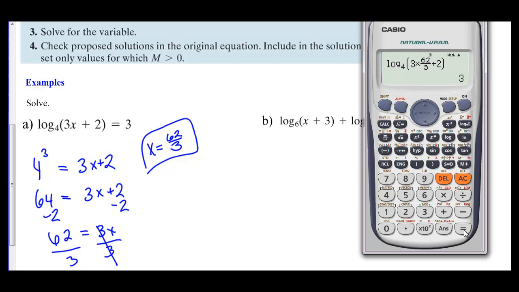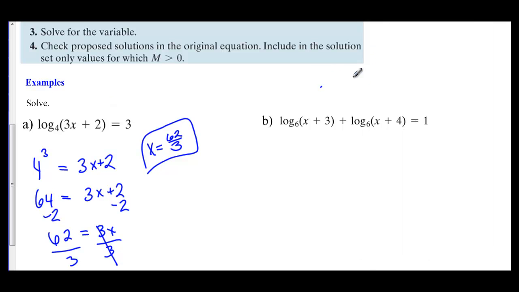So one of the things that we need to make sure of is that any value of x we get, whenever we plug it into the original problem, we're not trying to take the log of 0 or a negative number. Remember, for the domain, this part, the 3x plus 2, has to be greater than 0. So let's look at another example.